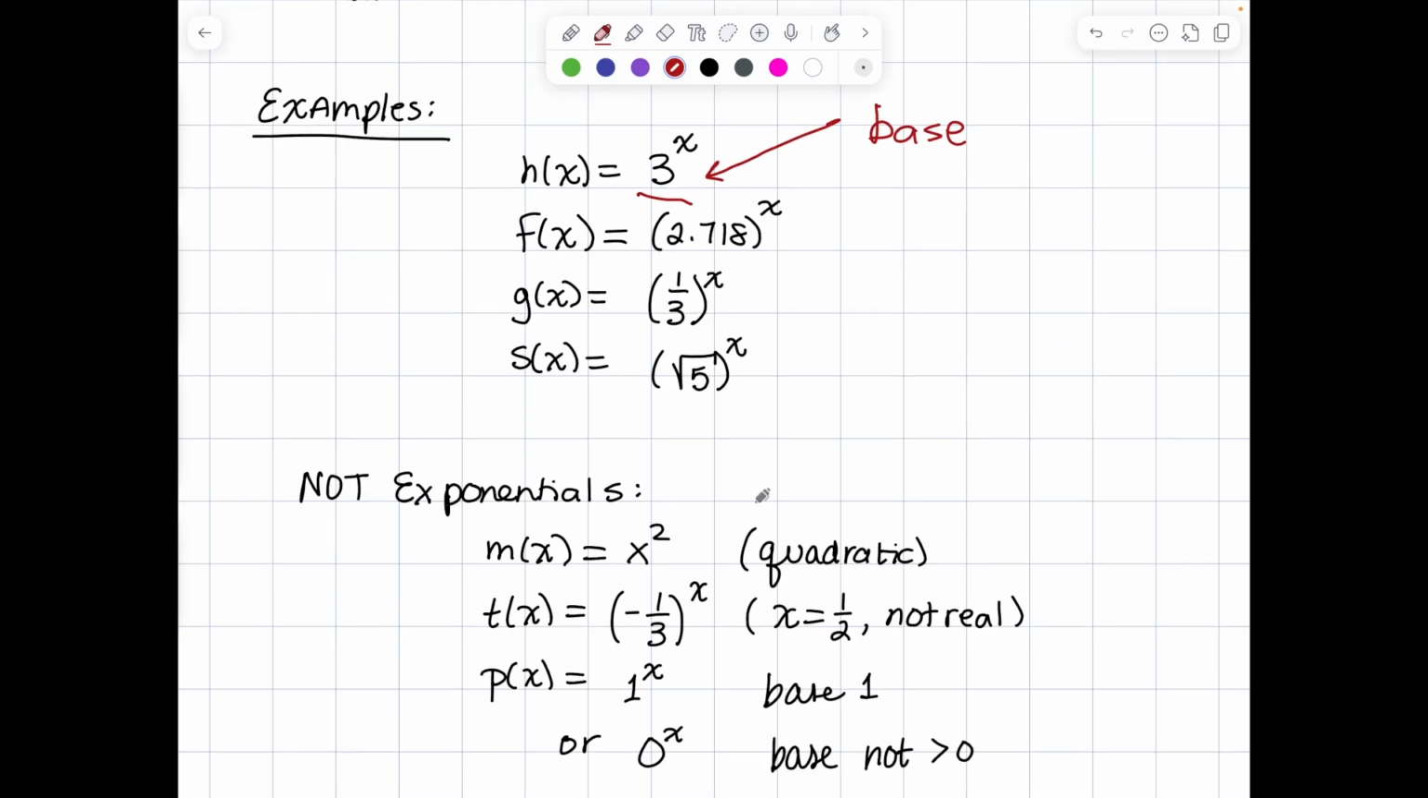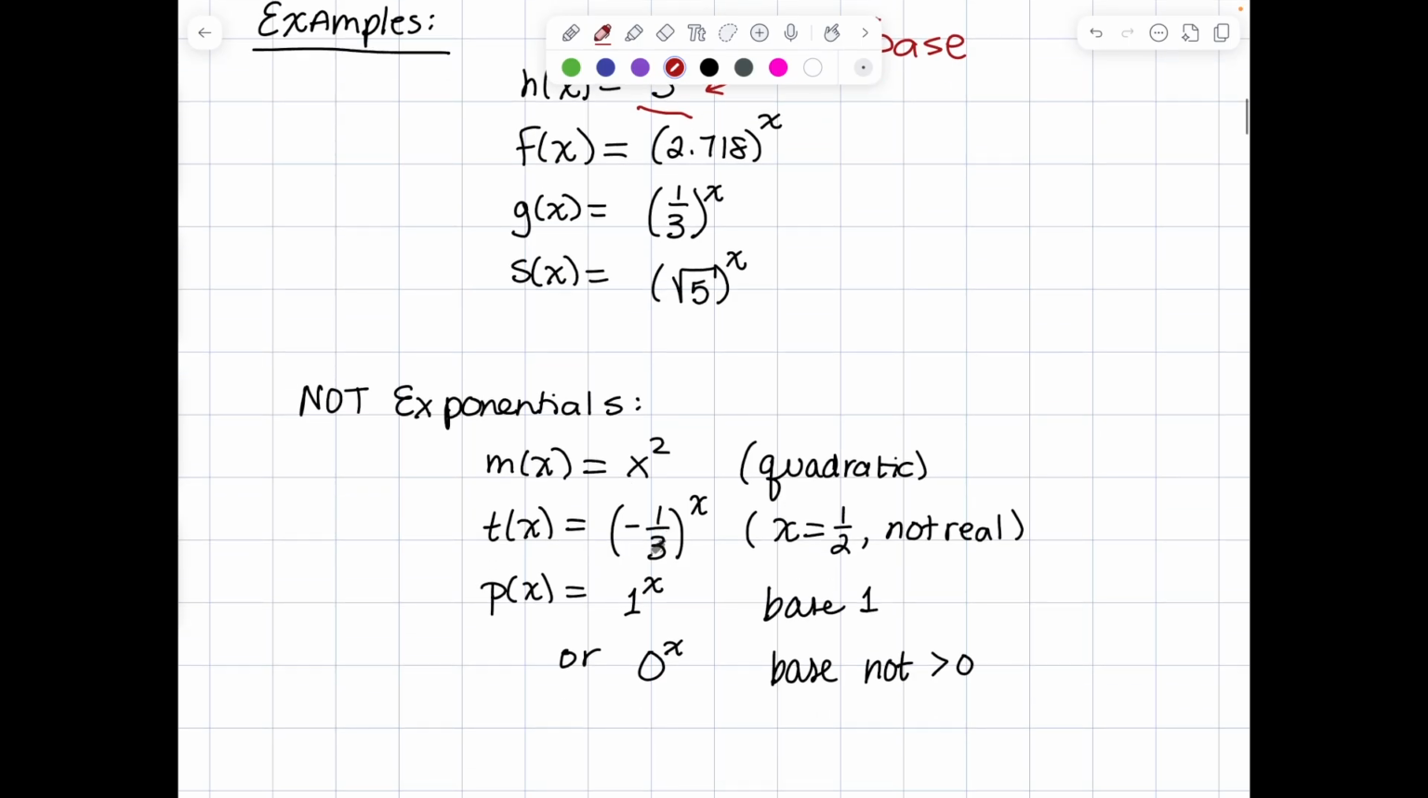Things that aren't exponentials are going to be our quadratics, or our cubics, or our quartics, or x to the fifth. Anything that has x to some finite power, meaning a number is in the exponent, is not an exponential. That is a polynomial of some kind. So that's why we don't call that an exponential.